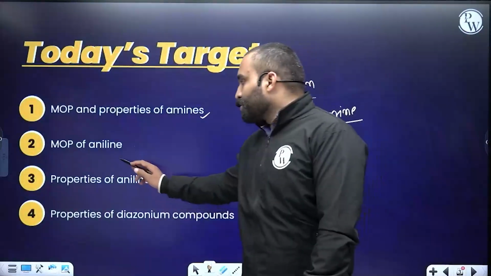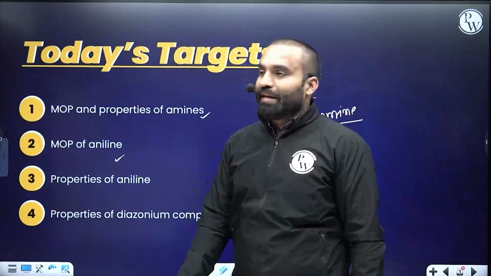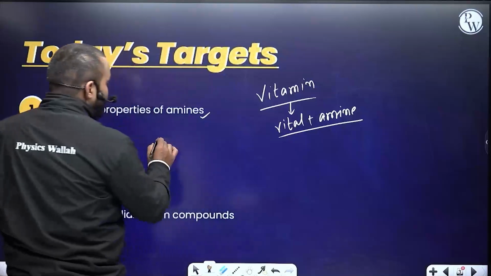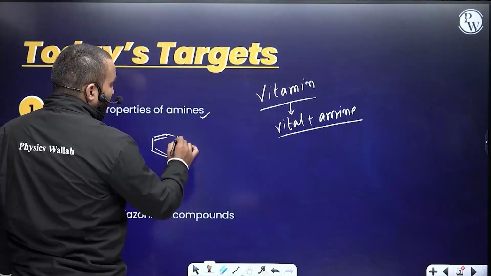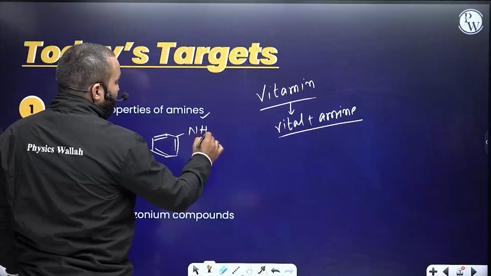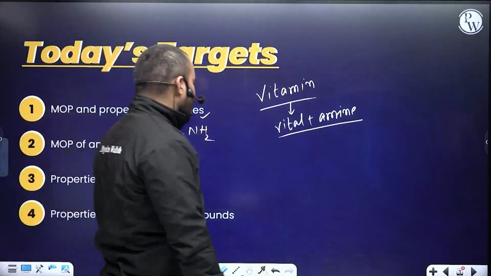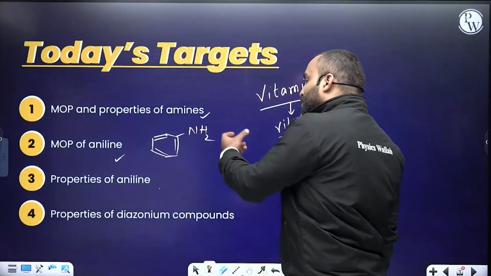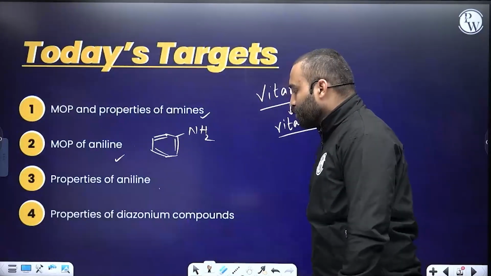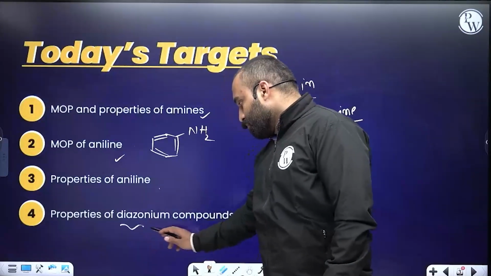We will also discuss some of the methods of preparation of aniline. What is aniline? Aniline is an aromatic compound, one NH2 group present on benzene. This is known as aniline. Then we'll discuss some properties of it and then some modifications done on aniline. Those are specifically diazonium compounds.